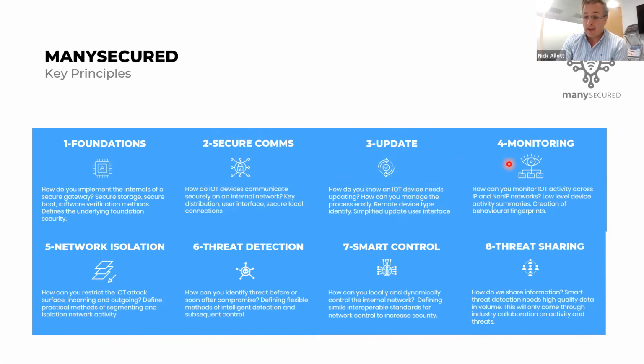And 4, 5, 6, 7, 8 are all basically various methods of how I segment or control the network, based on either the properties of the underlying device, which I can see, or, in the more advanced cases, its behavior. And the interesting thing here is that to do both the updates and this smart control, you need to know what the device is.